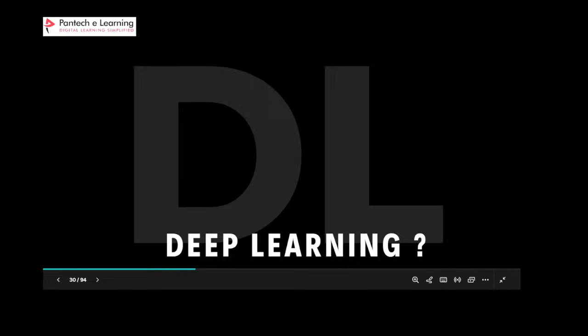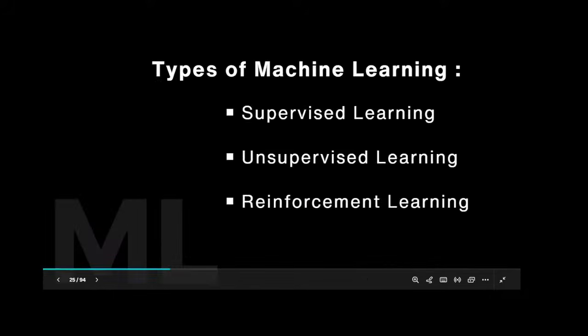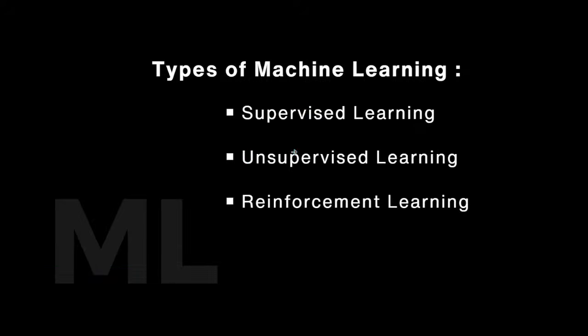What are the types we have seen in machine learning? Supervised, unsupervised, and reinforcement. Another type of machine learning is called semi-supervised learning. We already know what supervised and unsupervised are. What is semi-supervised? Does anybody know what semi-supervised learning is? You can leave it in the comment section.